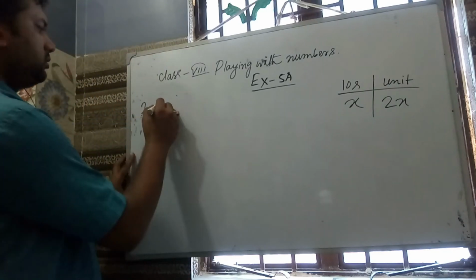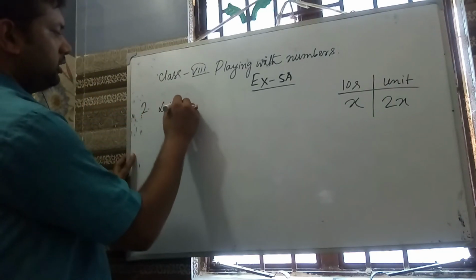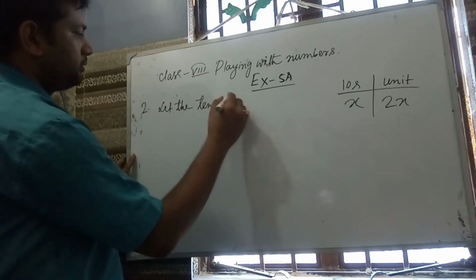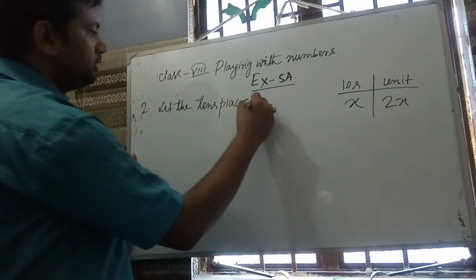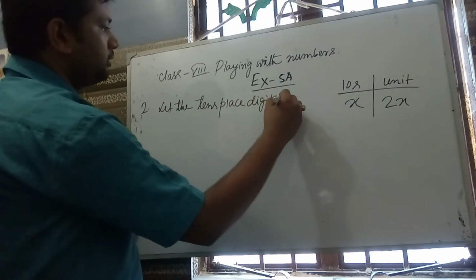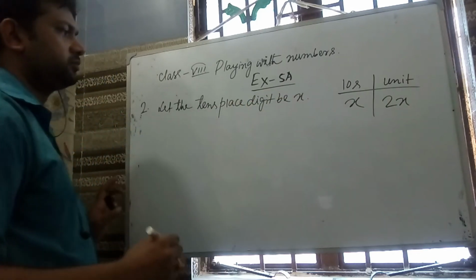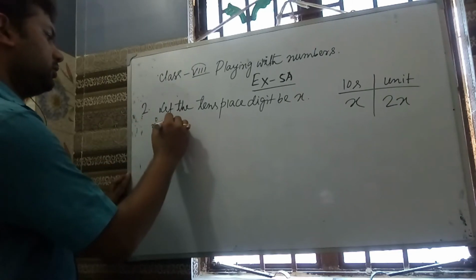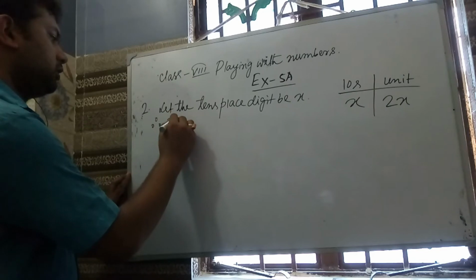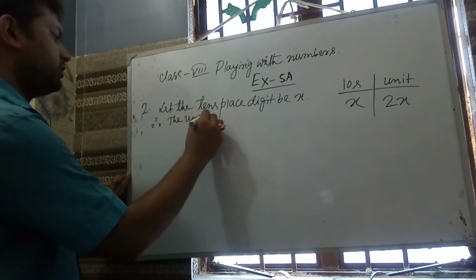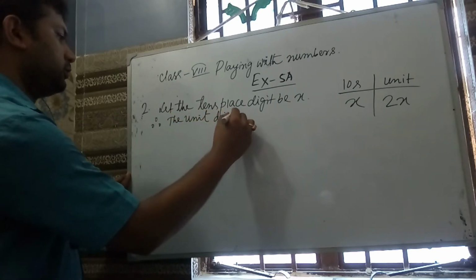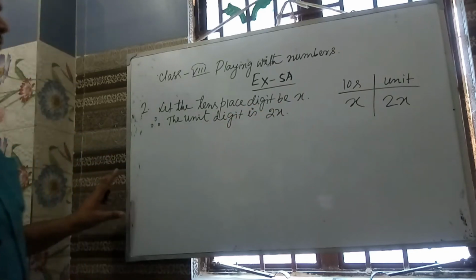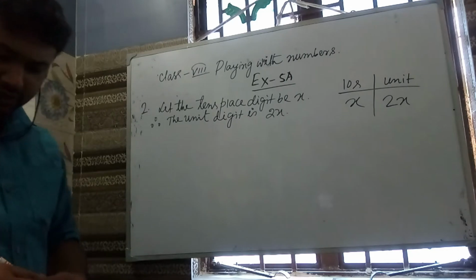So write down, let the tens place digit be x. Therefore, the unit digit is 2x. Now read the next line.